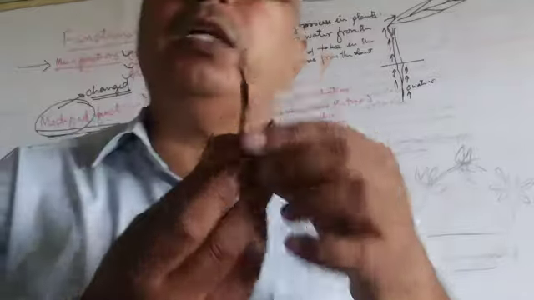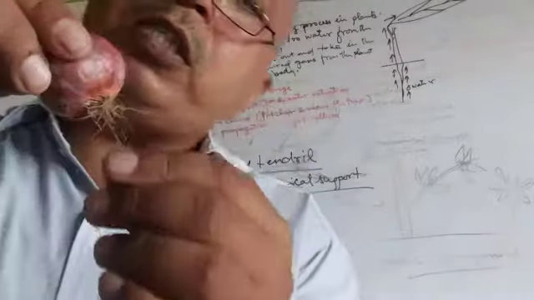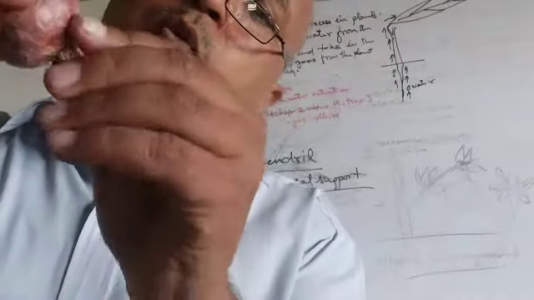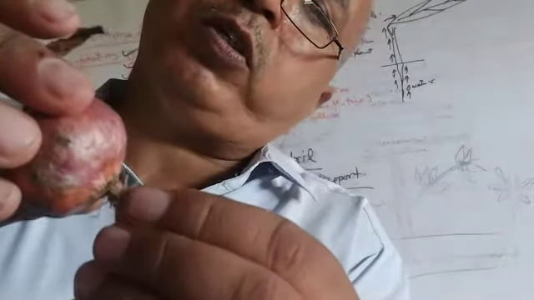I have one onion in my hand. You can see this structure. You can see this structure is the root, right? This one is the root. Can you see this root? I'm just showing you the root.